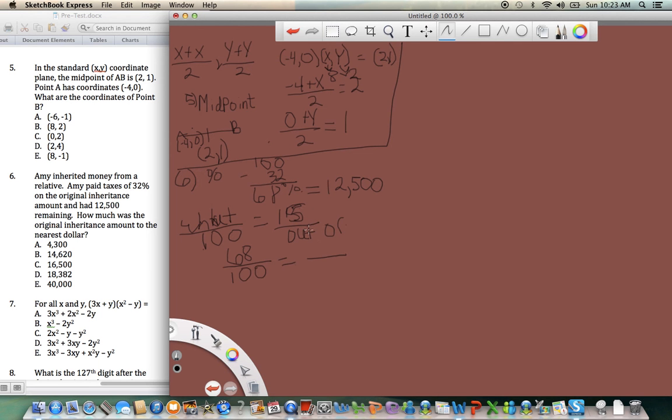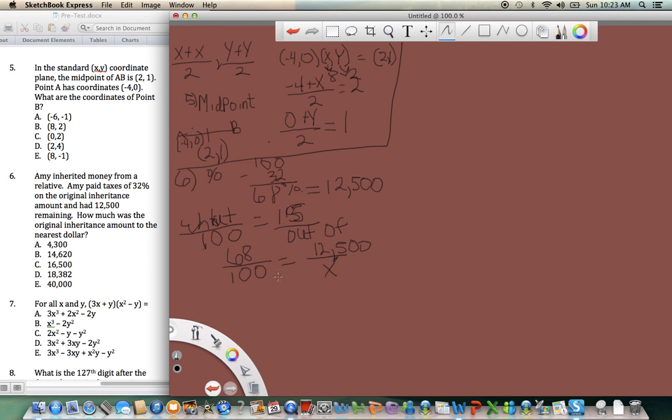Is and out of. So is your 12,500 the total amount she had, which would be your out of, or is it a part of what she had? 68% is 12,500, so that's what you've got there. And you're missing the out of. You're looking for the total amount that she started. Every fraction is always set up as part on the numerator, total on the denominator.